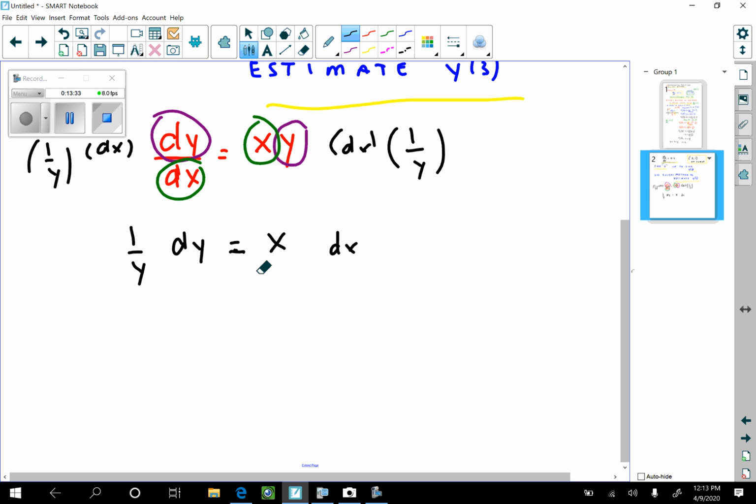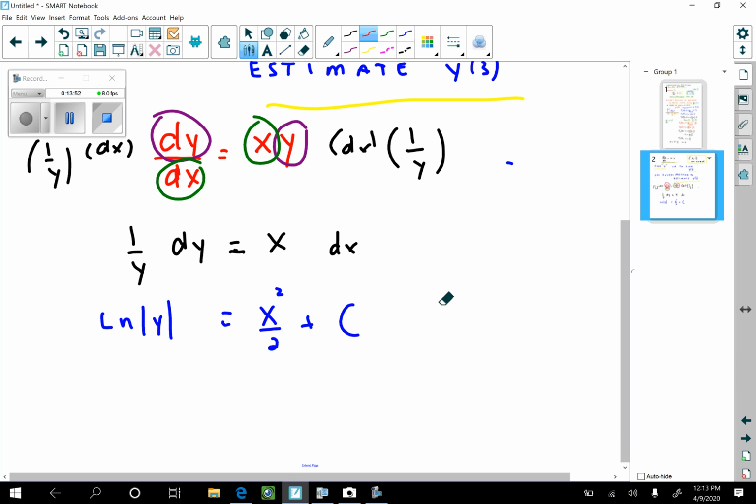And now what am I going to do? I'm going to integrate both sides. Fairly straightforward. The antiderivative of 1 over y is ln of absolute value of y. The antiderivative of x is x squared over 2. And then don't forget the daggone c.